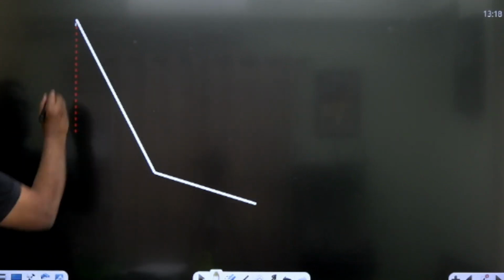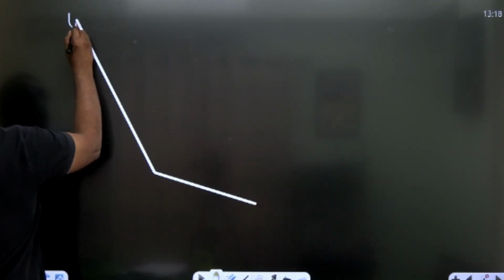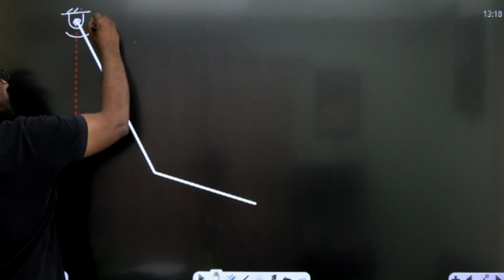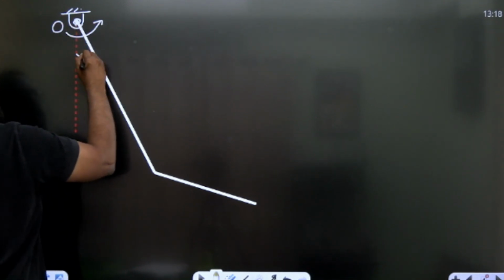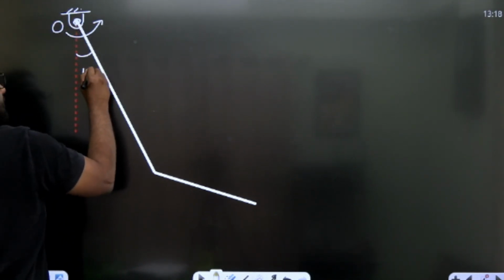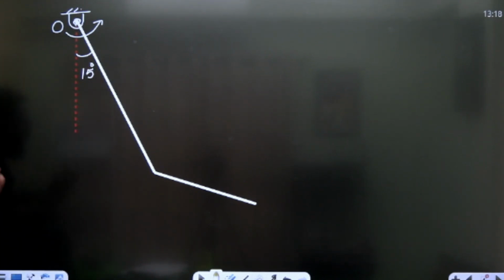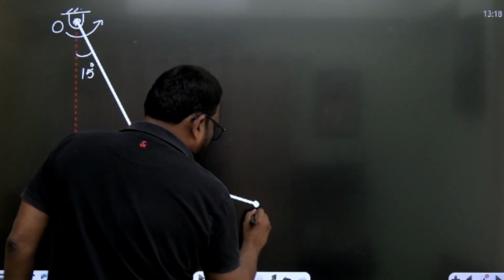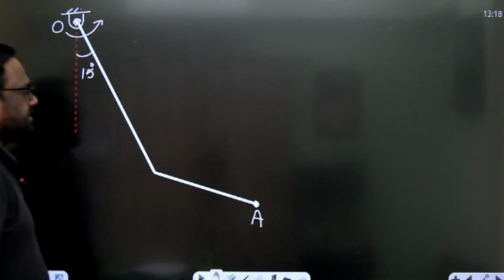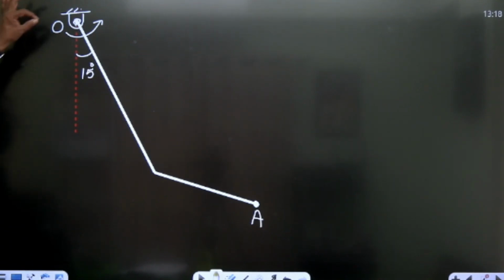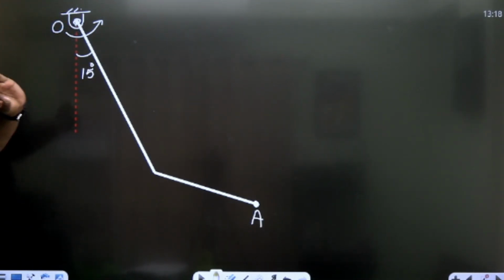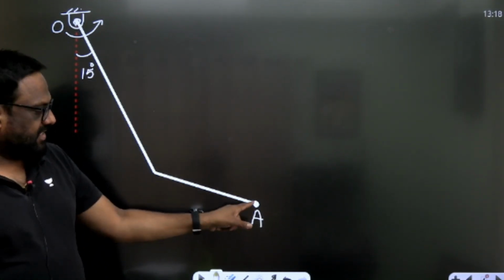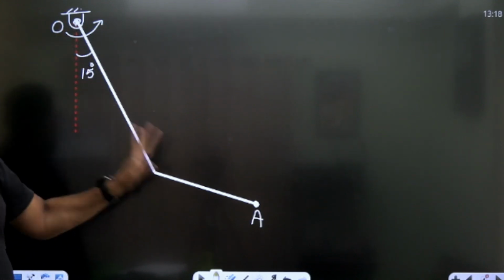Fine. This is our point O. About this point, it is rotating. This angle is given to us as 15 degree. Now, the same question, if it is asked in vector form, let this point be already given as A. Okay, sir. Now, about this point, it is rotating. It means he is asking the absolute value of velocity and absolute value of acceleration, so we have to calculate with respect to this.